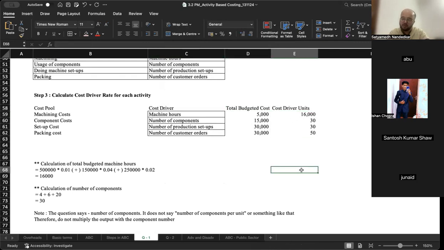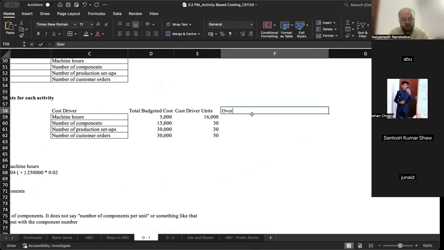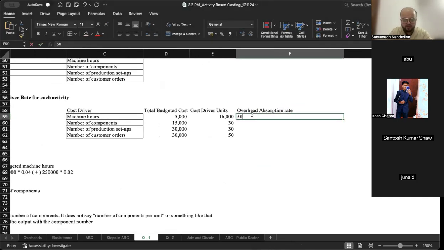So now you have total budgeted cost, you have cost driver units. Now let us express the overhead absorption rate. How are you going to do this? You are going to do 5,000 upon 16,000, which is 0.31. But what is 0.31? 0.31 per machine hour.